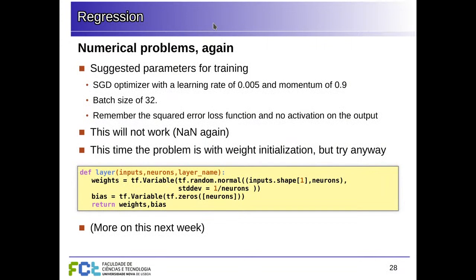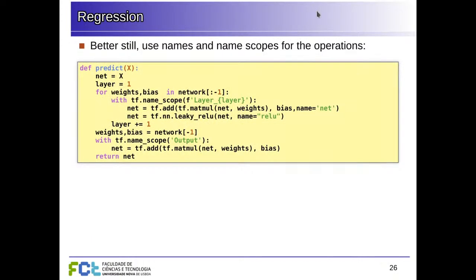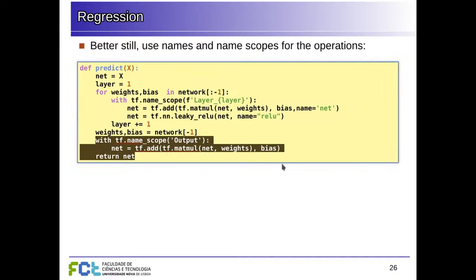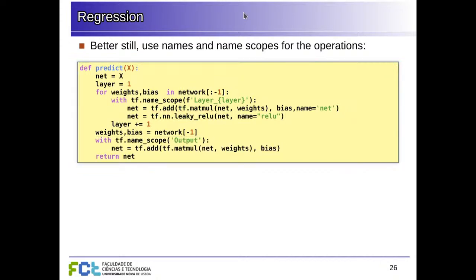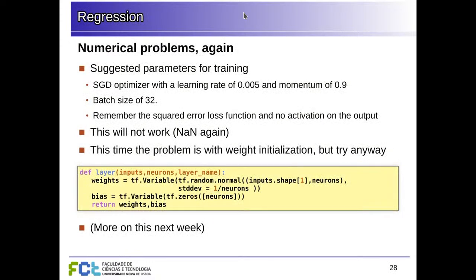Okay, so here we're going to have numerical problems again. You can start by using a low learning rate, for example 0.005. I tried this one, and a momentum of 0.9 on the stochastic gradient descent optimizer. I used a batch of 32, and remember to use the quadratic error loss function and no activation on the output, because this is a regression. So the output here is just the raw value for the neuron.